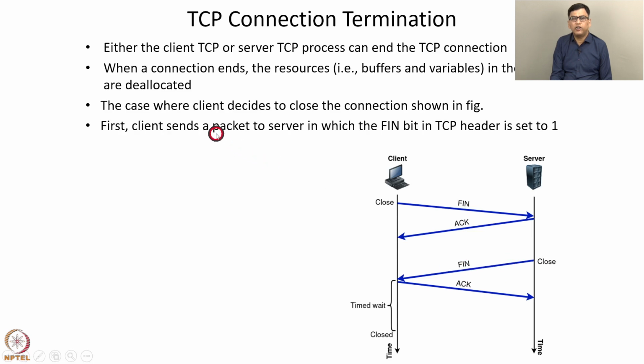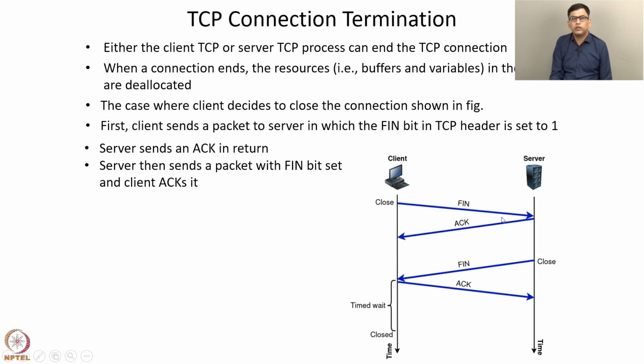So first the client sends a packet to the server in which the FIN bit in the TCP header is set to 1. That packet is this one. Then the server sends an acknowledgement in return. So that packet is shown here. Then the server sends a packet with the FIN bit set to 1, and the client acknowledges the packet. So that is shown by these packets. This is the packet from the server with the FIN flag 1, and this is an acknowledgement for the FIN.